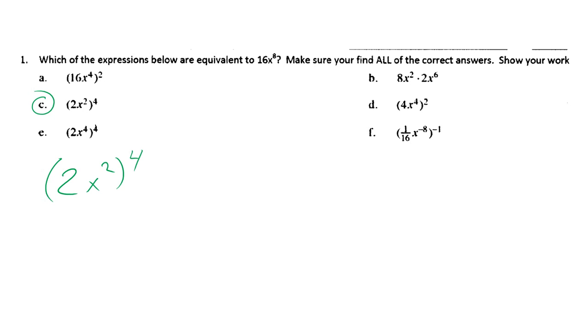Now remember, when you take an expression with an exponent and you're taking it to another exponent, you've got to give the outside exponent, this 4, to each part on the inside. So you're going to have 2 to the 4th, and then you have x squared, and you're going to multiply the exponents. So 2 to the 4th would be 2 times 2, which is 4, times 2, 8, times 2 more, 16. So we've got 16, and then it would be x, 2 times 4 is 8.